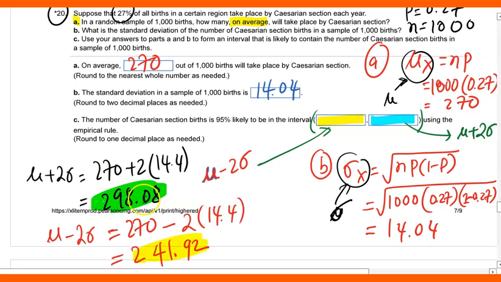Rounding to one decimal, 298.08 becomes 298.1. And the lower bound, mu minus 2 sigma, is 241.9. In other words, the number of births is 95% likely to be in this interval. This is pretty much the empirical rule.